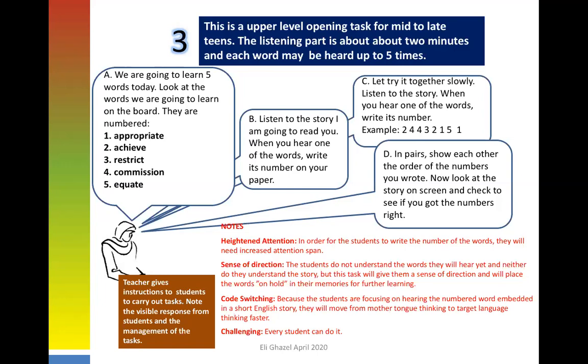But the D part is the clincher. I will not give you the answer. Look at the story. Open the books, look at the story, or look at the story on the slide. Now you check to see if you've got the sequence right. I hope that this was clear and it came across.